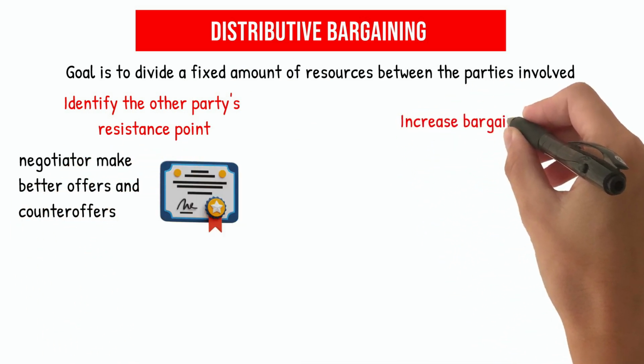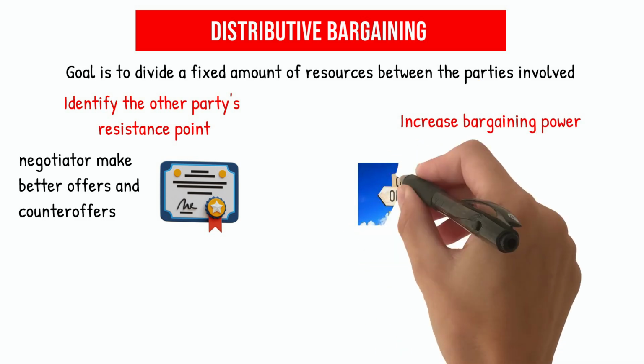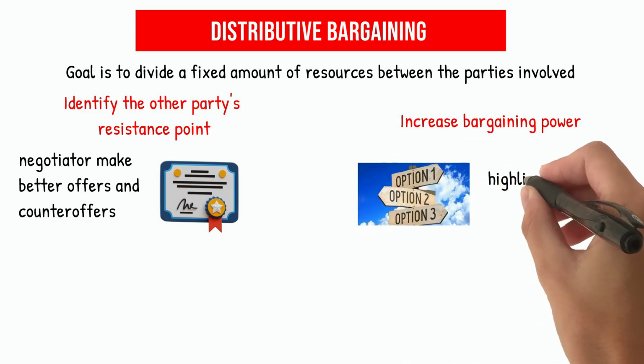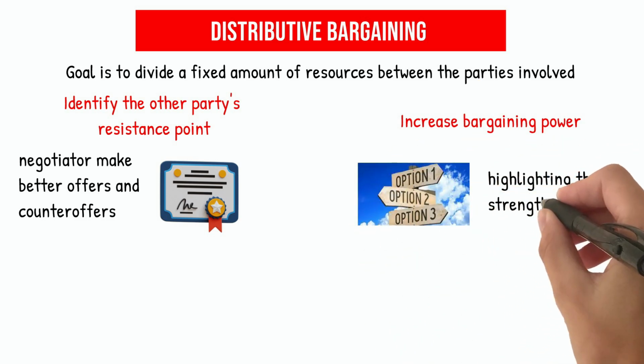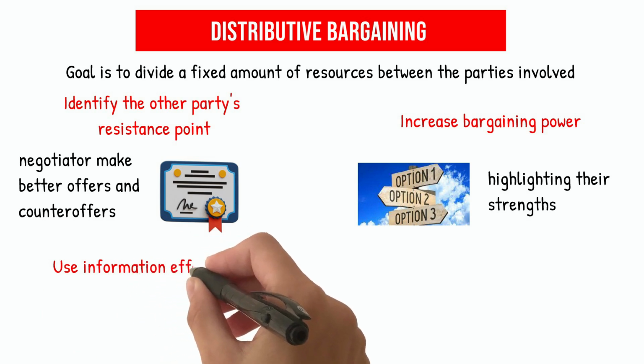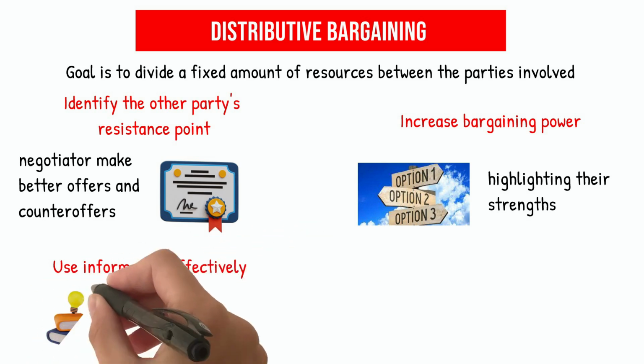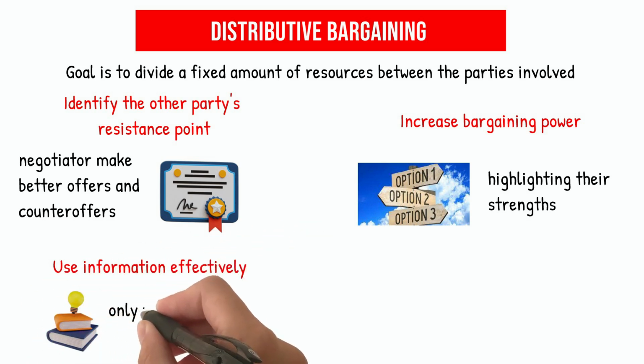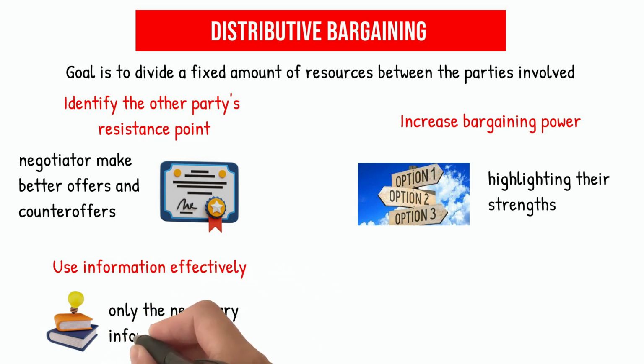Increase bargaining power. A negotiator can increase bargaining power by emphasizing their alternatives to the negotiation, highlighting their strengths, and reducing the other party's bargaining power. Use information effectively. A negotiator should use information effectively by sharing only the necessary information and withholding any information that could be used against them.